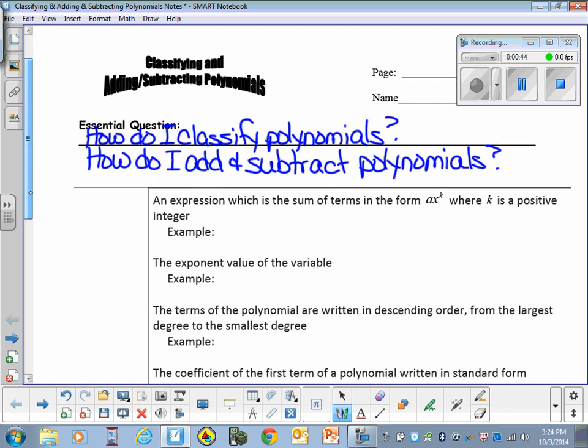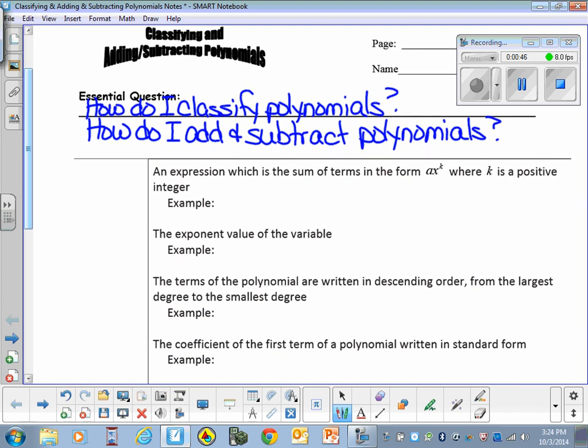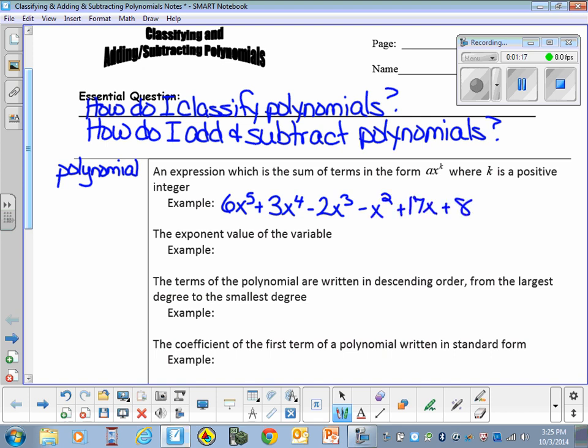A polynomial is an expression in which the sum of the terms are in the form a times x to the k power, where k is a positive integer. Polynomial. So for example, 6x to the 5th plus 3x to the 4th minus 2x cubed minus x squared plus 17x plus 8.